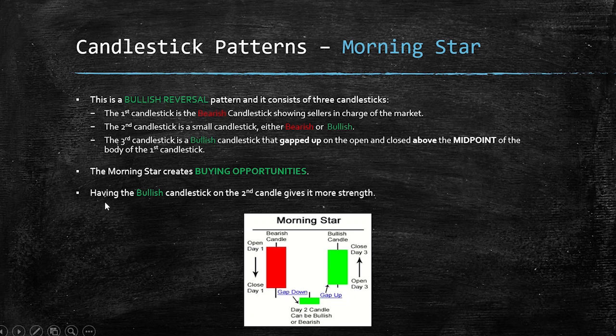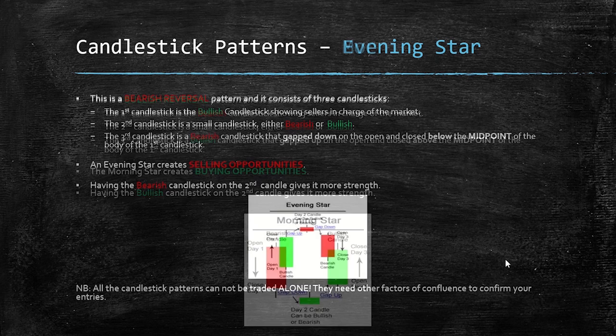Buying opportunities. Having the bullish candlestick on the second candle gives it more strength. As you can see in this picture here, we have the bullish candlestick, which means that this morning star has more strength than the one which will have a red real body there.